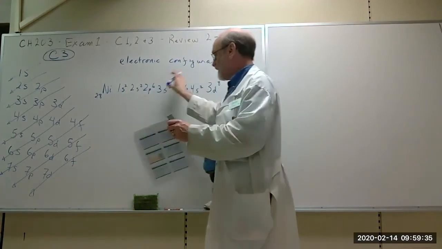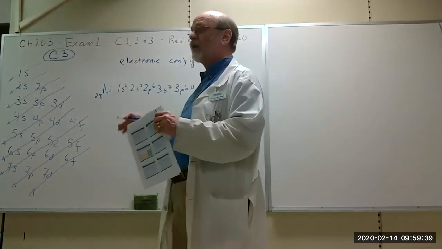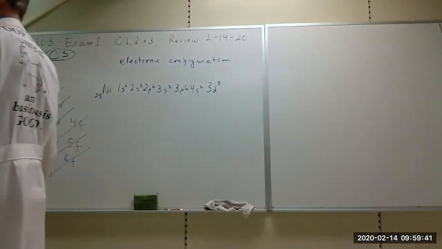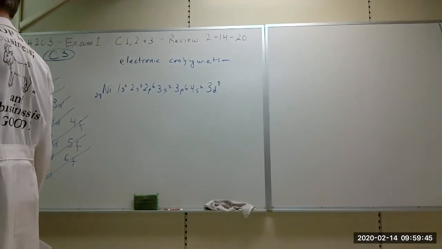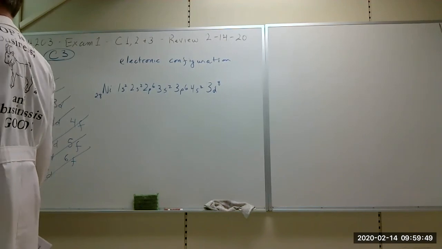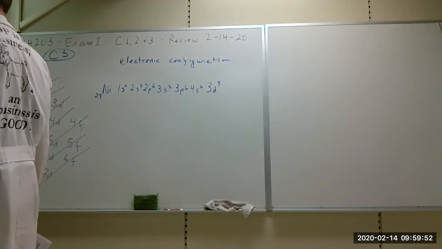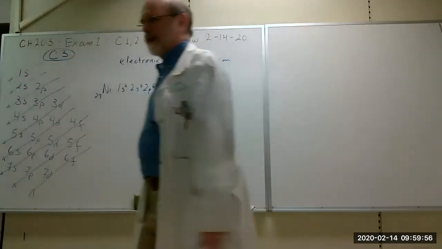And you can write that without using that. You just follow along, knowing what happens when you get to this point. You got to back up one number. See, it's not 4, it's 3. 3D. All the D's are filled in here. All the P's filled here. All the S's filled here. And all the F's are filled down here. But we're not going to get to any of those.